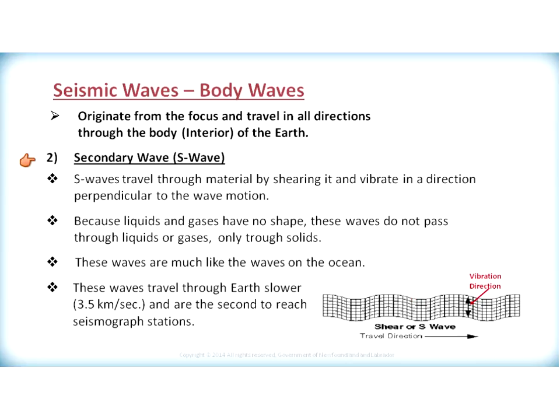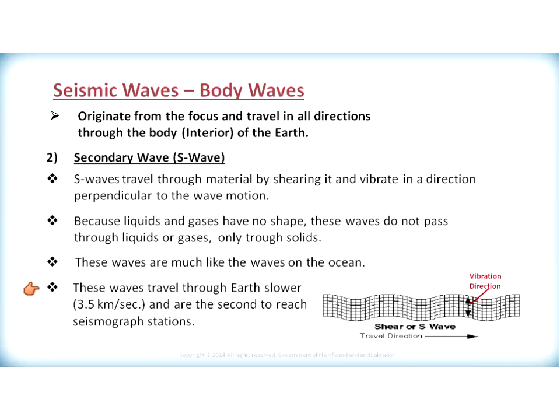The second type of body wave is called the secondary wave, or S wave for short. S waves travel through material by shearing it and vibrate in the direction perpendicular to the wave motion. Because liquids and gases have no shape, these waves do not pass through liquids or gases and can only pass through solids. These waves are much like the waves on an ocean, where they move in an up and down direction as the wave energy moves in a perpendicular direction.